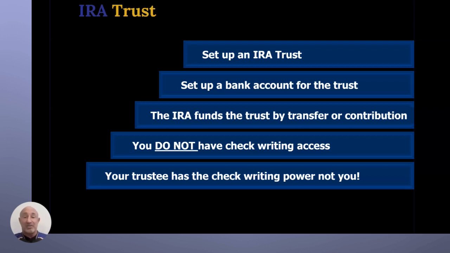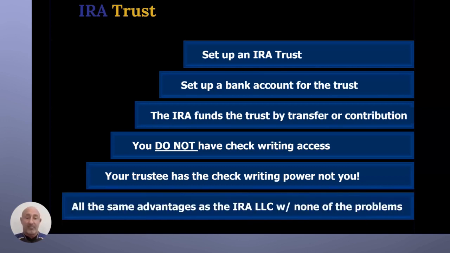But this is a great strategy, and it is an alternative to your IRA LLC example we talked about earlier. The only thing is you can't have a family member being your trustee. It would need to be a third-party person. But you have all the same advantages as the IRA LLC with none of the problems.